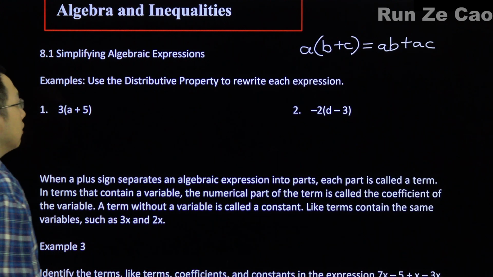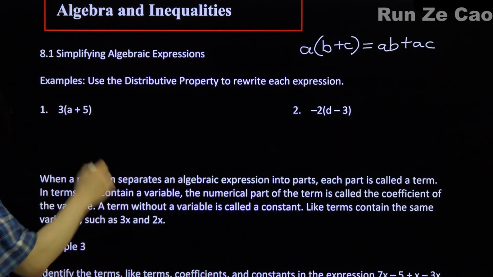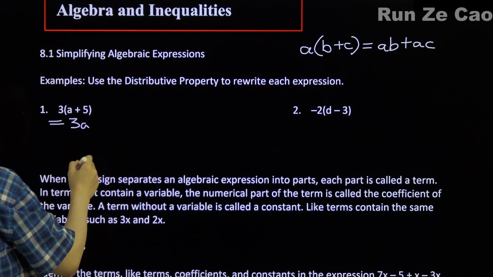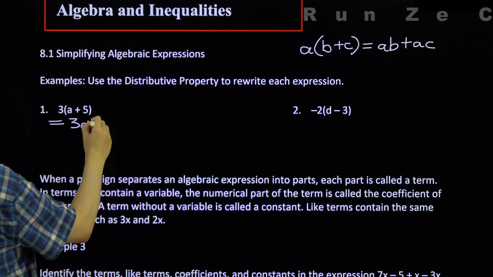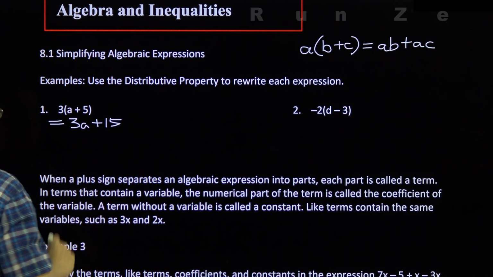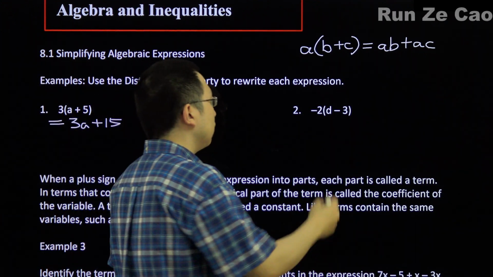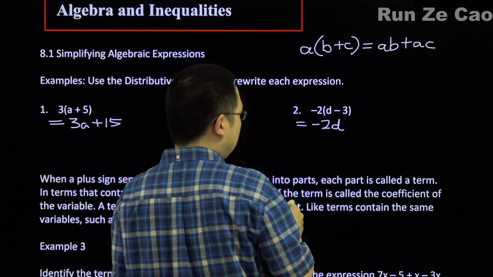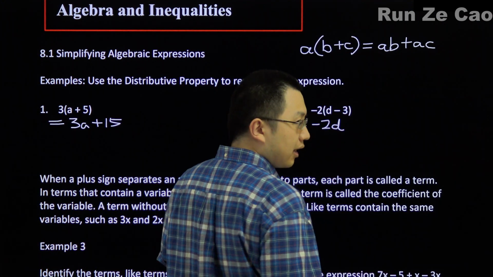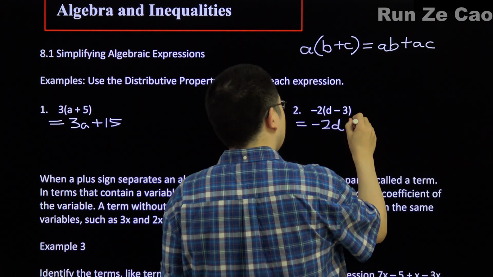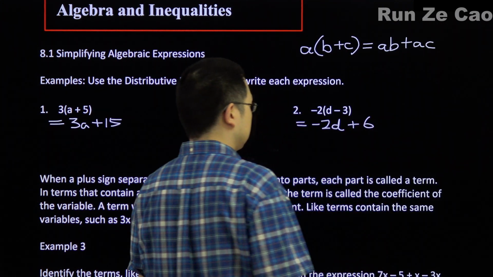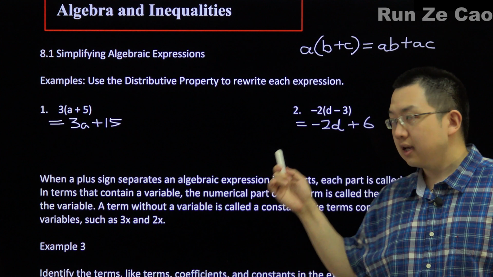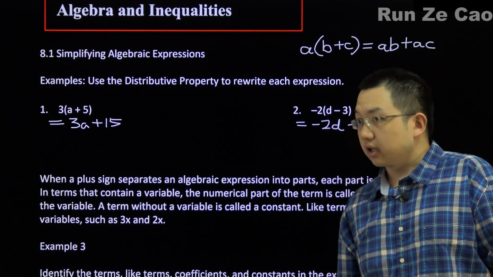So here, let's use the distributive property to rewrite each expression. 3 times (A plus 5), well, that's 3 times A, and then 3 times plus 5, so plus 15. Negative 2 times (D minus 3), well, that's negative 2 times D, and then negative 2 times negative 3, which ends up being positive 6. Remember, guys, subtracting something is just adding the negative, really.